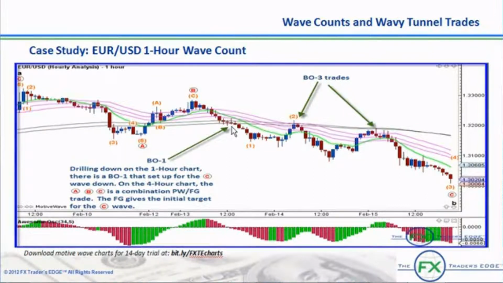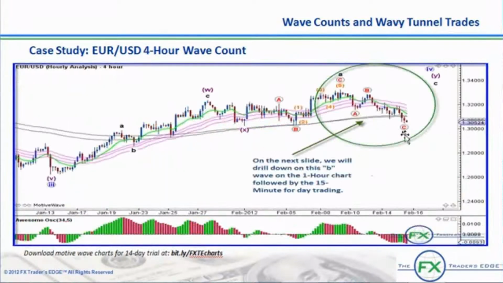The FG gives the initial target for the circled C wave. Let's just go back to this 4-hour chart so that we can see what we mean here. Once we take the breakout 1 trade on the hourly, we can target that move by looking at the tunnel and using the 3 profiteers profit-taking methodology, figure out what profit targets we're going to use for this wave C.